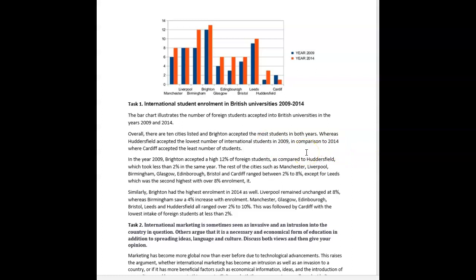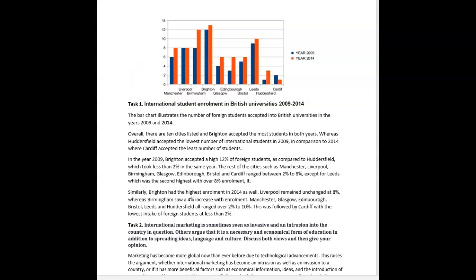Let's continue. In the year 2009, Brighton accepted a high of 12% of foreign students as compared to Huddersfield, which took less than 2% in the same year. The rest of the cities, such as Manchester, Liverpool, Birmingham, Glasgow, Edinburgh, Bristol, and Cardiff, range between 2 to 8%, except for Leeds, which was the second highest with over 8% enrollment. All right, I don't know what this "it" means here. Second highest. So I'm not really sure.